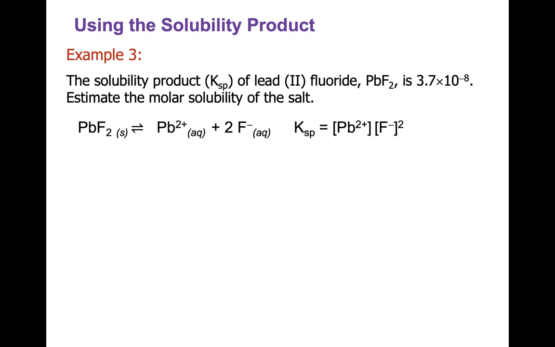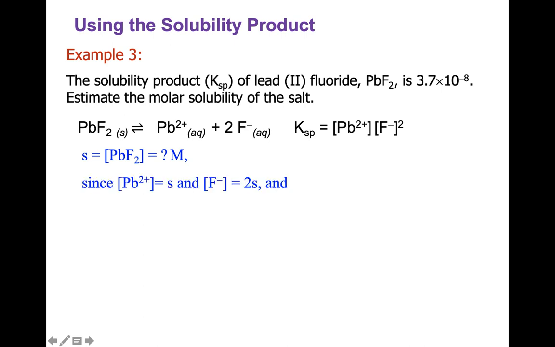So just as before, we're going to write the balanced chemical equation. Lead fluoride solid dissolves into lead ions and 2 fluoride ions. The KSP is equal to the concentration of lead times the concentration of fluoride squared. So our question is, what is this overall concentration, the molar solubility? Since the concentration of lead is going to be the same, it's a 1-to-1 mole ratio, and the concentration of fluoride is going to be 2 times that because it's a 2-to-1 mole ratio.